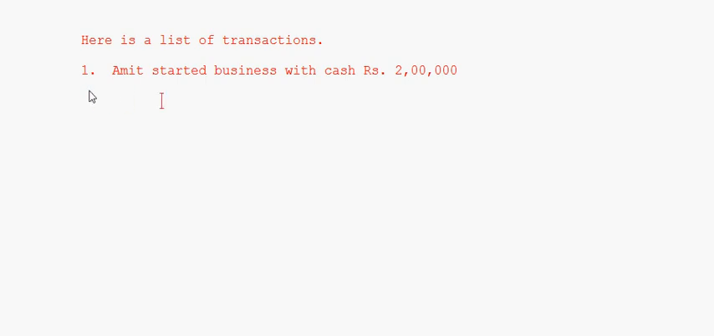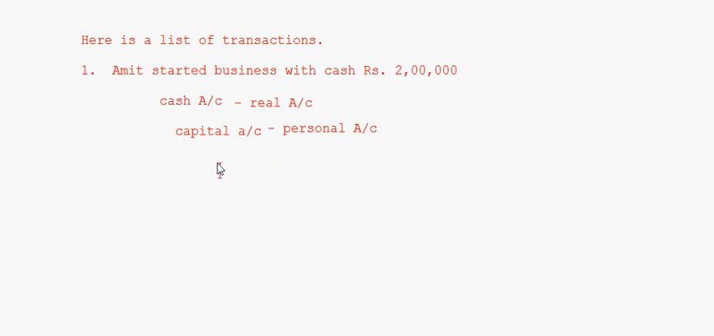Now what are the accounts involved in this? Whenever Amit is the proprietor here, he starts business with cash rupees 2 lakhs. So cash account, he is bringing cash, right? And the other account, you will not put it as Amit account, that is capital account, right? Okay. Now look at this. This is cash account. This cash account is a real account, right? And capital account is what? It is a personal account, right?